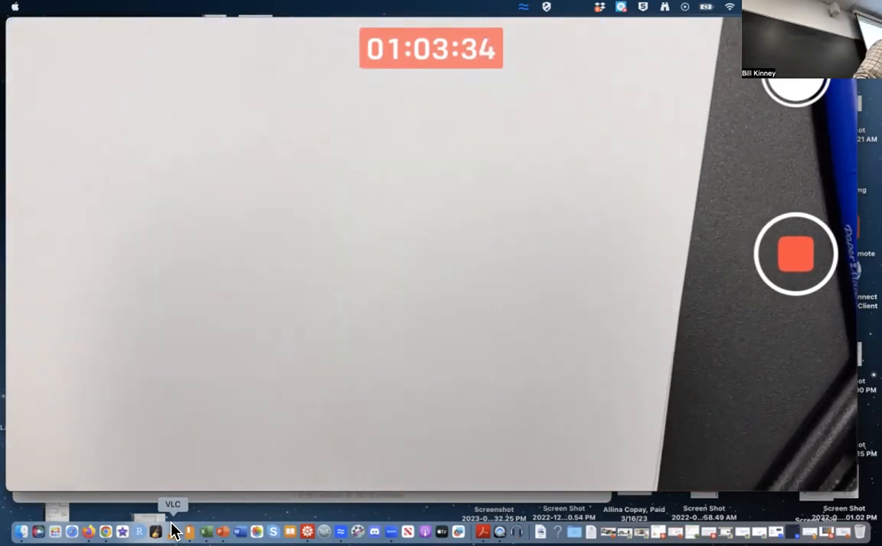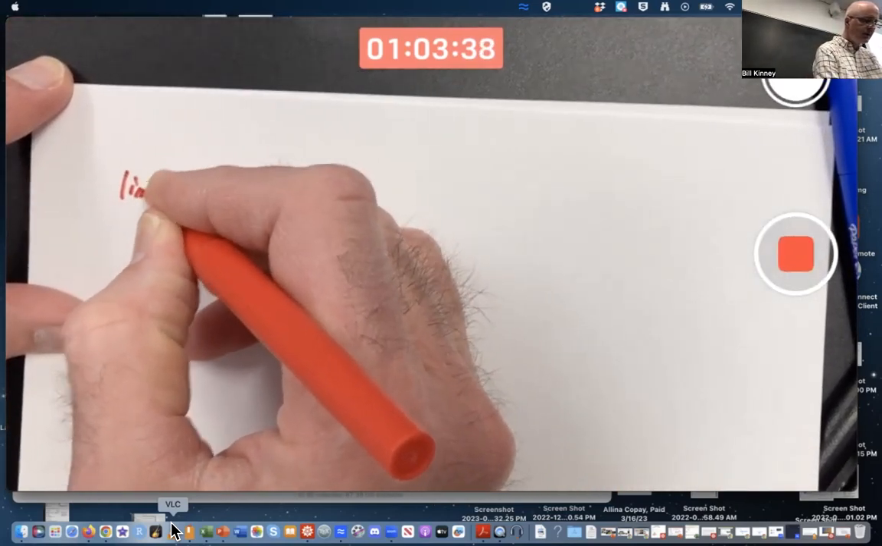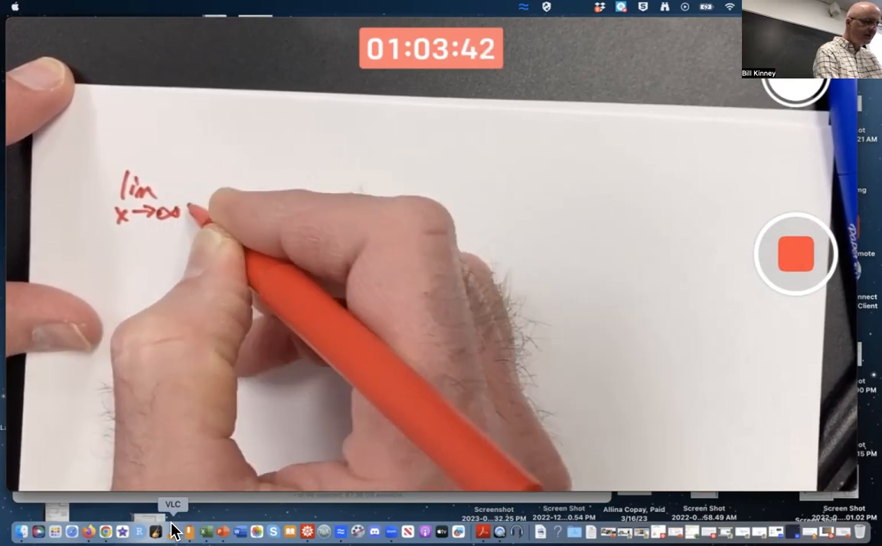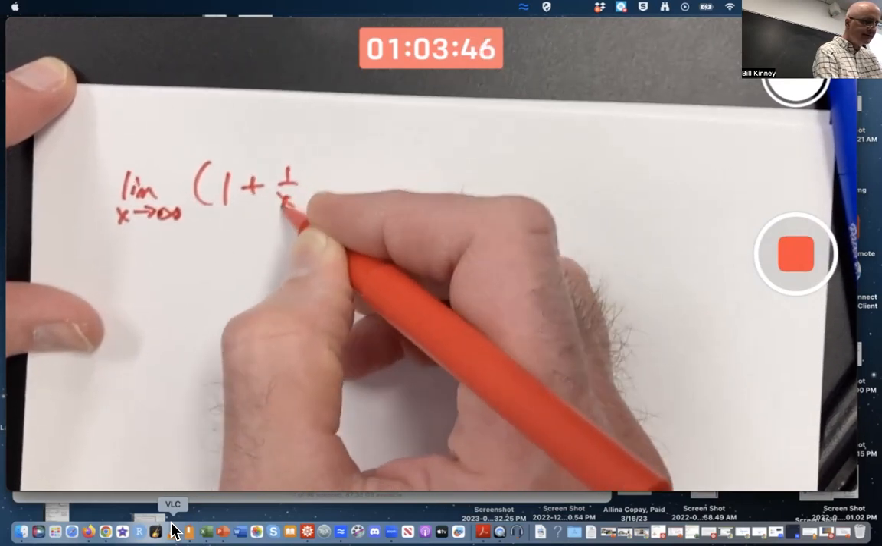Here's our last example. This one's pretty similar to what we just did. What's the limit as x goes to infinity of 1 plus 1 over x to the x power?